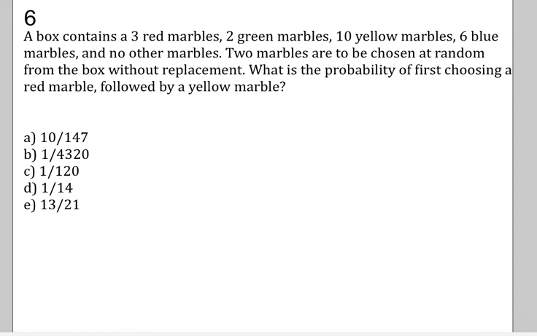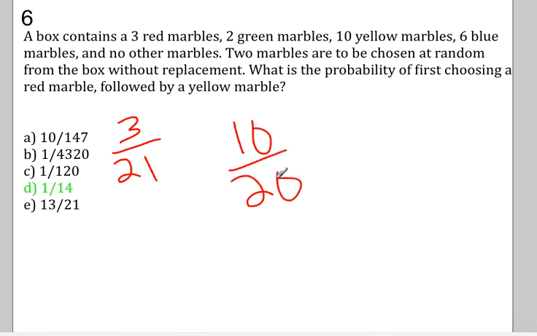All right, this one we should get an answer of D, 1/14, right? The probability of first choosing a red marble, right? Well, you got 21 marbles total, so it's 3 out of 21. And then choosing a yellow marble, as long as you didn't replace it, right? There's 10 yellow marbles, and there's only 20 left. So that's the same thing as 1/2 if you want to reduce it first.